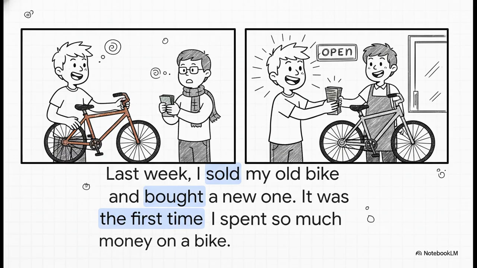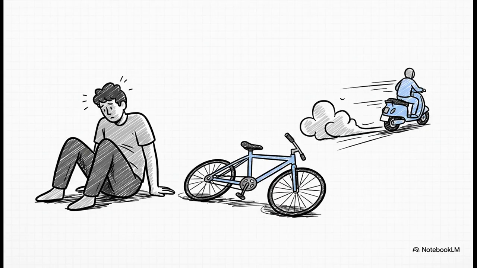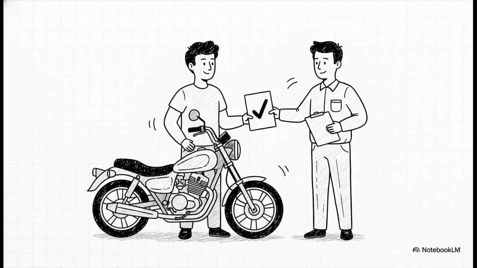Last week, I sold my old bike and bought a new one. It was the first time I spent so much money on a bike. On Saturday, I was cycling in the city. I was in a parking lot when a scooter crashed into my new bike. The rider didn't look where he was going. He hit my bike and then he just rode off. He fled the scene. I called an inspector. We didn't have to pay for the damage because the insurance covered it.